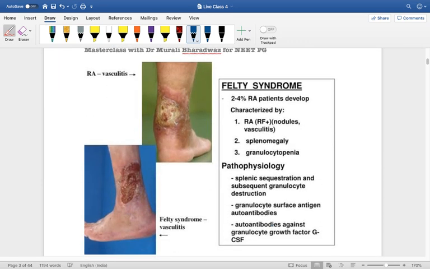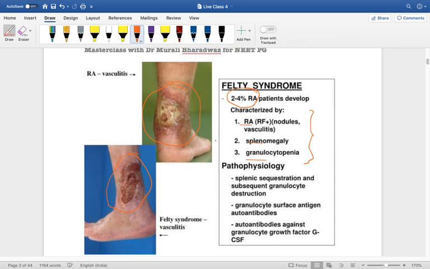Now, what is Felty syndrome? Around 2 to 4% of patients who have rheumatoid arthritis develop Felty. Are you all having a good visibility of the screen? I hope so. Now, it is a triad, doctor: rheumatoid arthritis, splenomegaly, granulocytopenia. Combining these three is called Felty. Rheumatoid arthritis can also develop vasculitis. So these are the classical vasculitic lesions of ischemia.